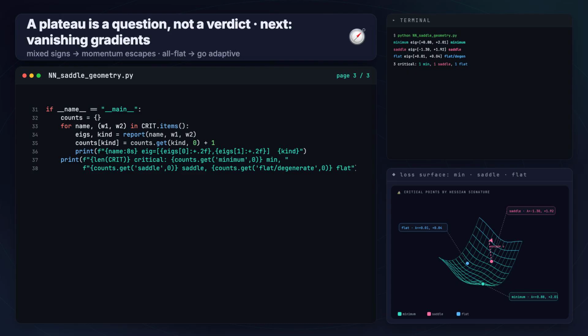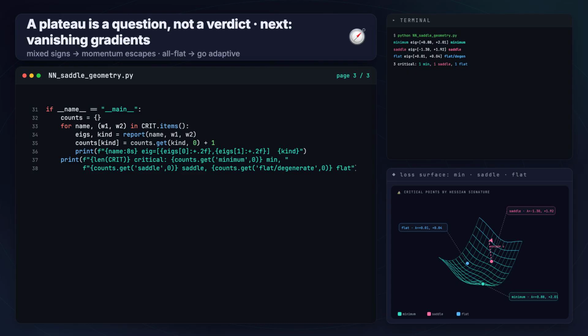So a plateau in your loss curve is not a verdict, it's a question, and now you know how to ask it. Build the Hessian, read the signs. Mixed signs, momentum will get you out. All near 0, you've hit a swamp and you reach for something adaptive.